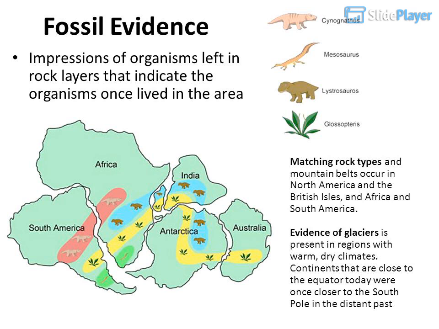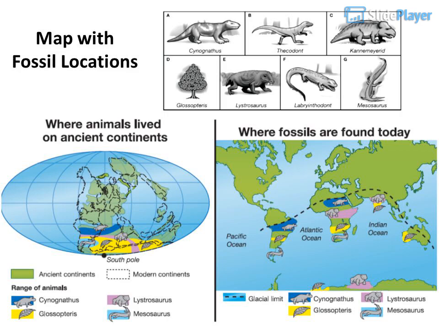Matching rock types and mountain belts occur in North America and the British Isles, and Africa and South America. Evidence of glaciers is present in regions with warm, dry climates. Continents that are close to the equator today were once closer to the South Pole in the distant past. Map with fossil locations.